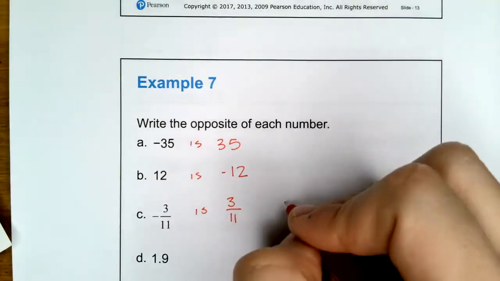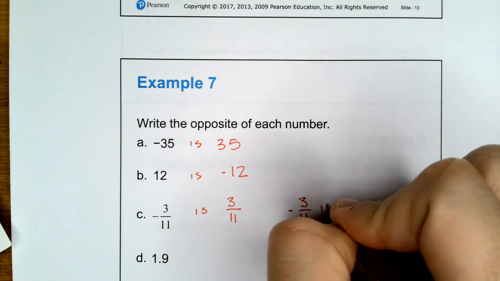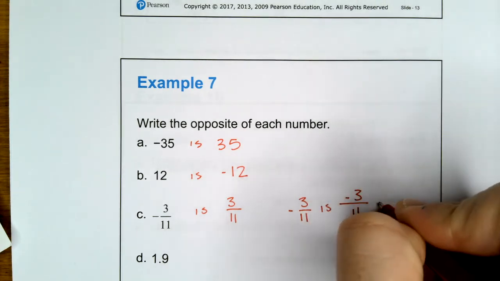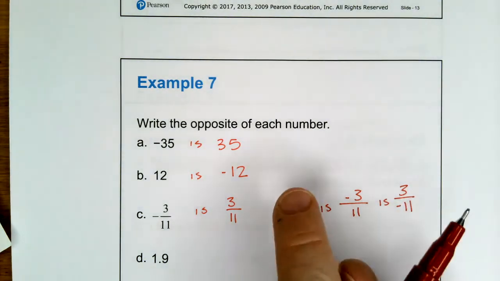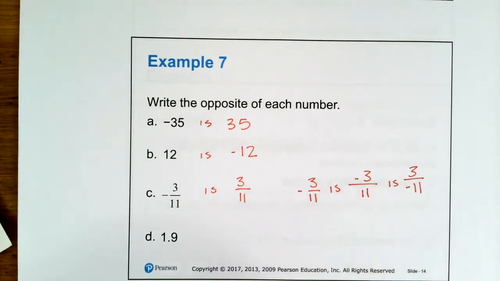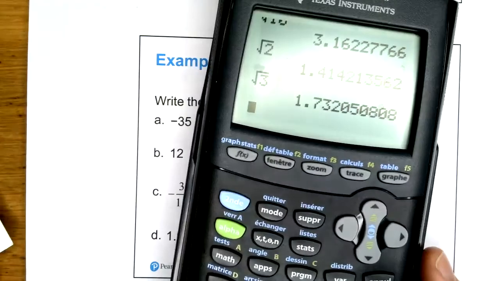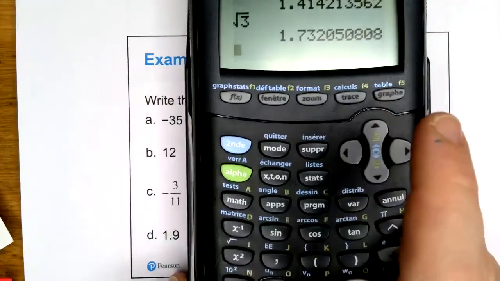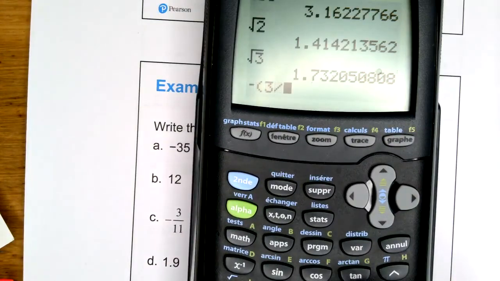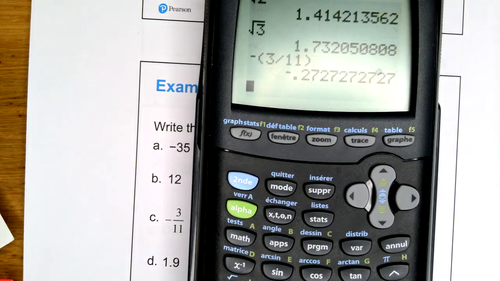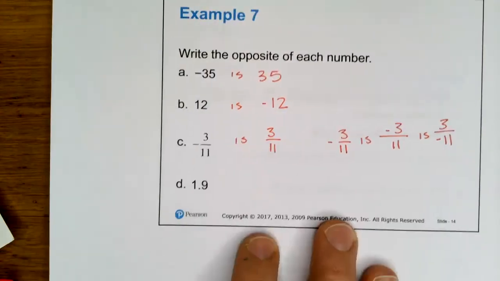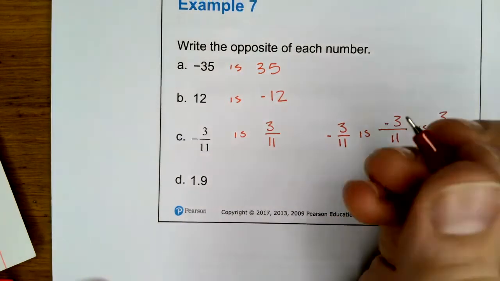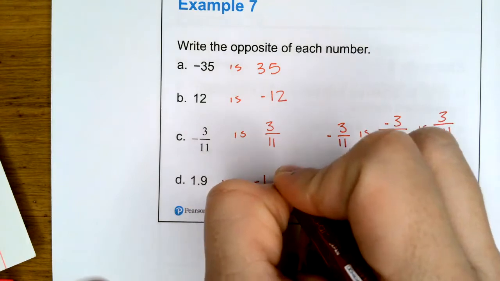Just a note here, -3/11 is the same as 3 over -11. It doesn't matter where the negative sign is. It could be in front, on top, or on the bottom. -3/11 looks like that. -3 divided by 11 looks like that. 3 divided by -11 looks like that. So it really doesn't matter. All right. The inverse of 1.9 is -1.9.